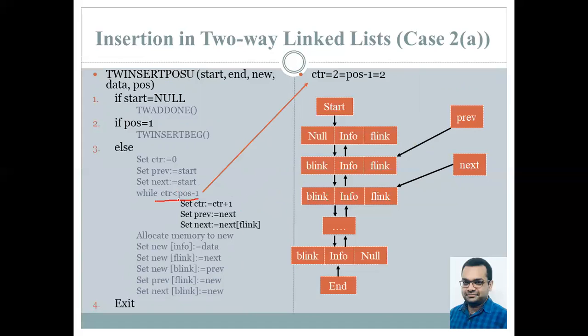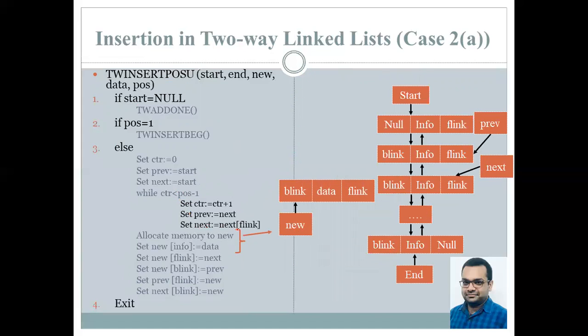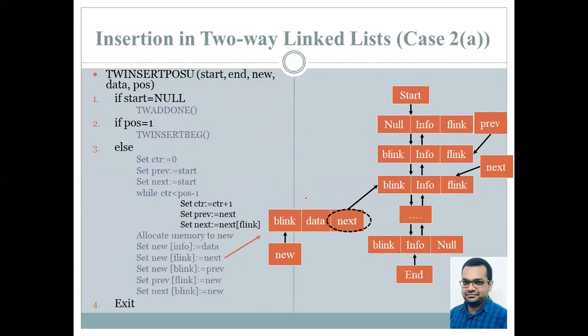This while loop exits. Now we allocate memory to the new node dynamically, as well as initialize its info part with the data value. Now we initialize this forward link with the address of the next, that is the node that will occur ahead of the node new in the two-way linked list. So you can see over here this earlier data value was f-link, now has become next. Now we assign its backward link with the value of the previous, which was earlier backlink, now gets the address of previous. Now we assign previous forward link equals to new.